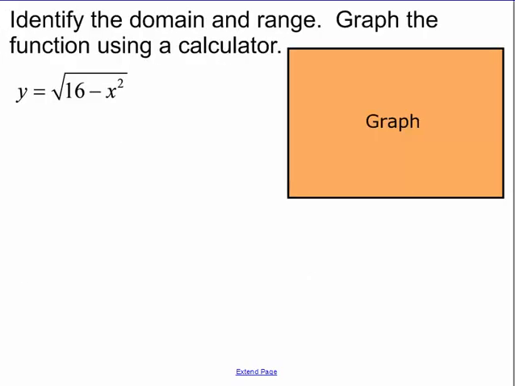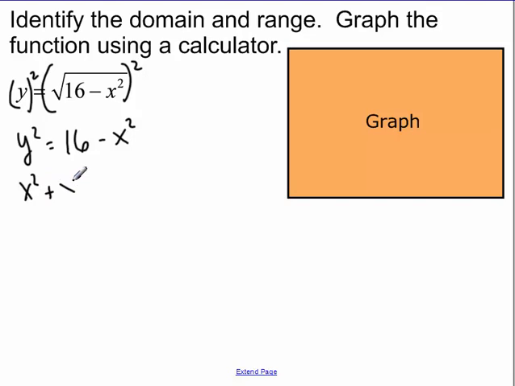In this example, we need to look at this function here, this equation, and identify the domain and range, and graph the function on our calculator. So first I want us to look at what this function is. It's a square root function, but there's an x squared inside. So if I were to square both sides, I just want to show you what this should look like. Add the x squared over to the other side.